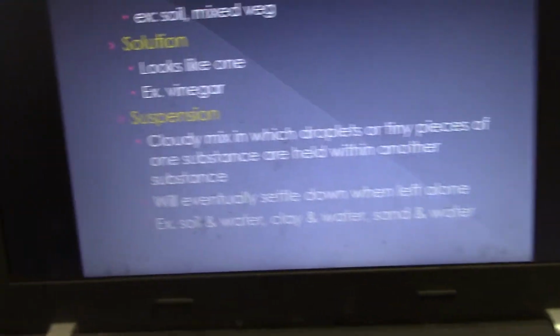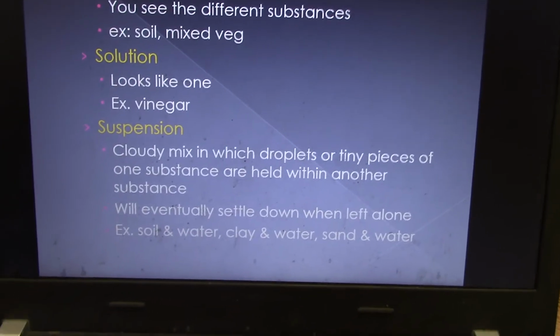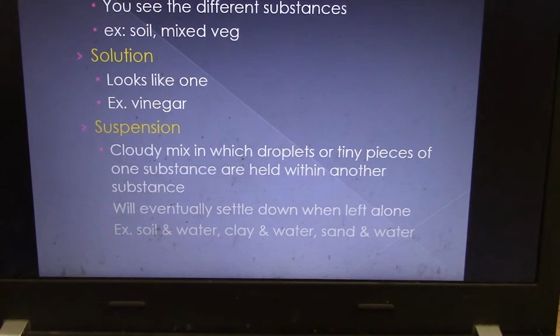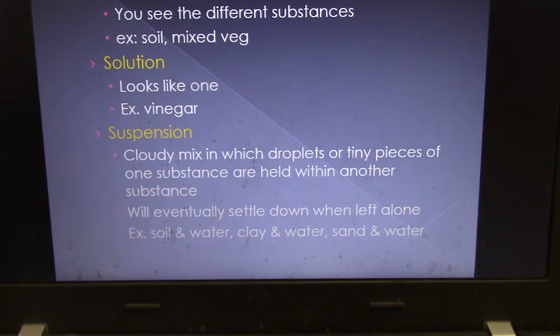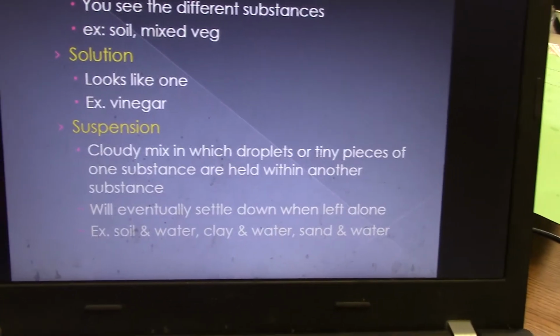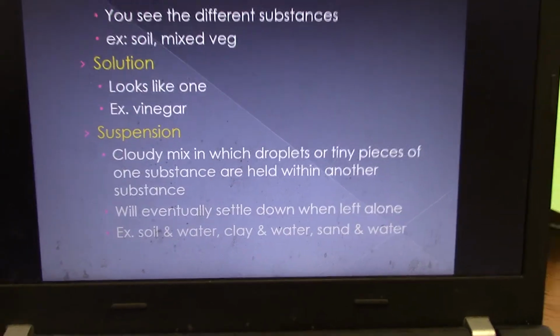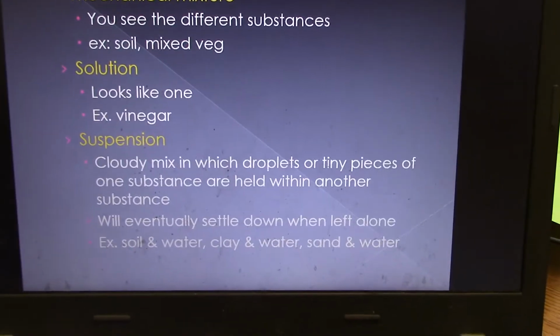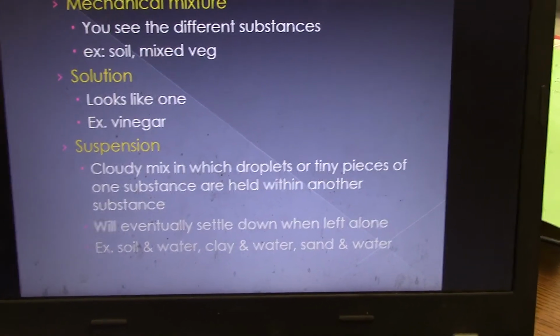Okay, so a suspension is something in which you have droplets or tiny pieces of one substance, and they're held within another substance, so it looks like one thing, but if you let it sit, it'll settle out. A good example would be soil and water and clay and water. But another good example of a suspension that you'd see every day would be something like orange juice with pulp.